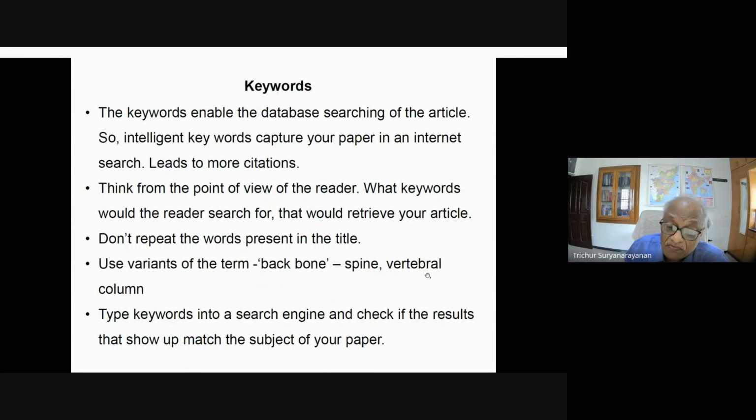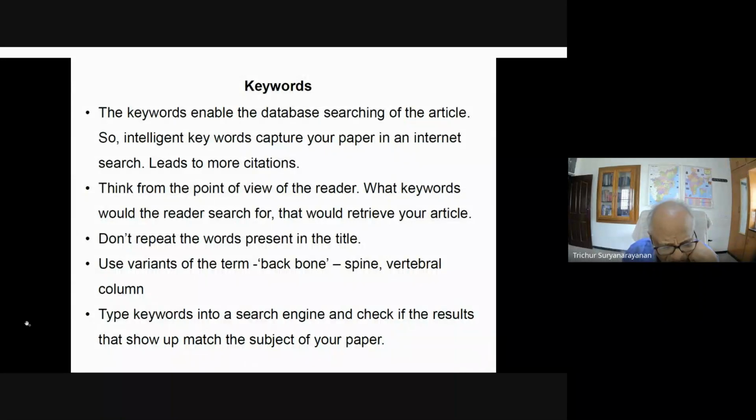If I type vertebral column, all these two mean the same as this, but since you used different words as keywords, it will fetch your paper. Instead of this, if you write backbone as one of the keywords, the chances of getting your paper get reduced because the title already has it.